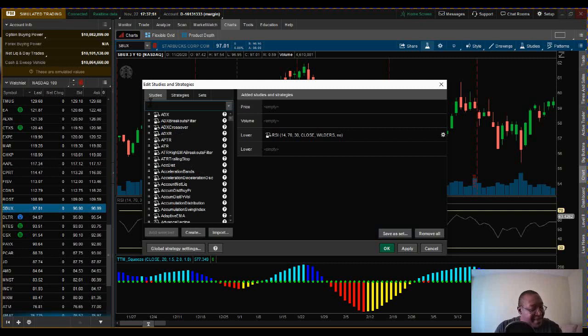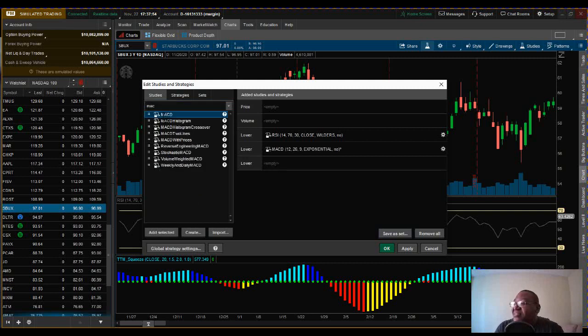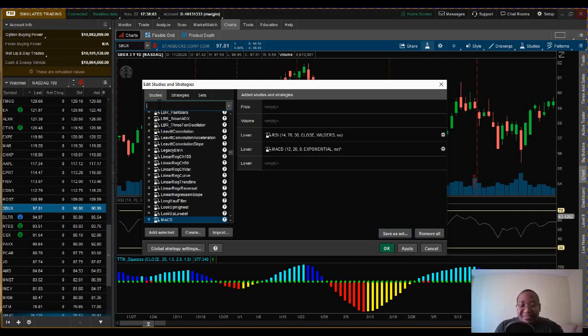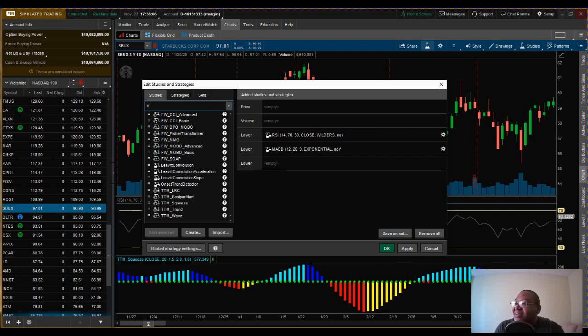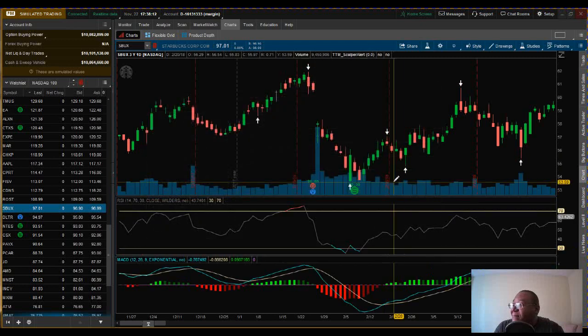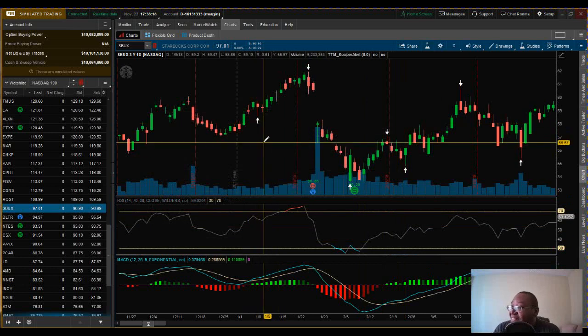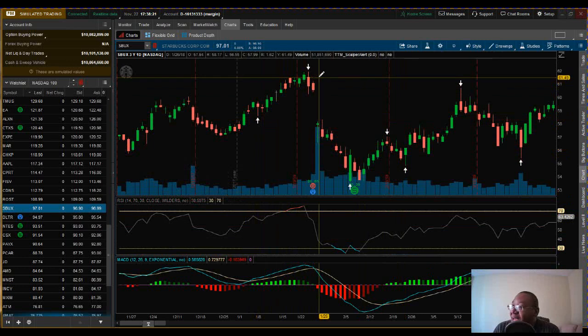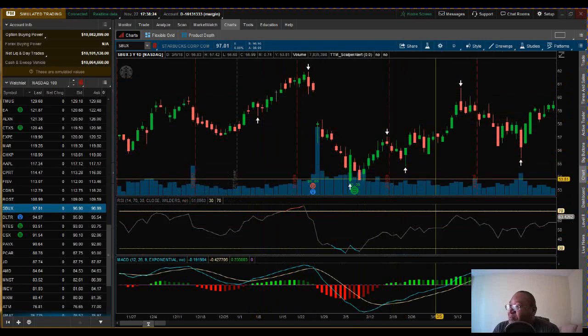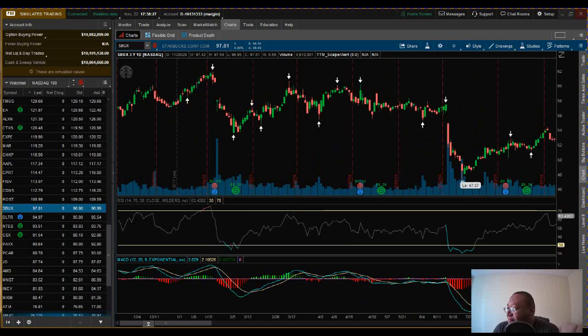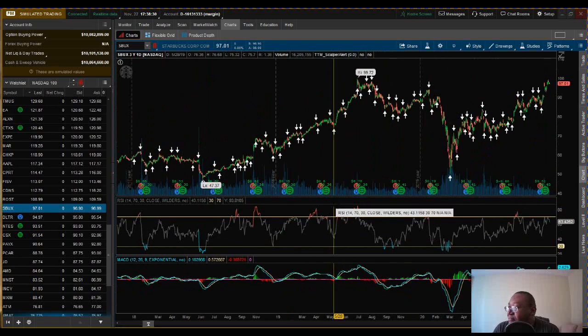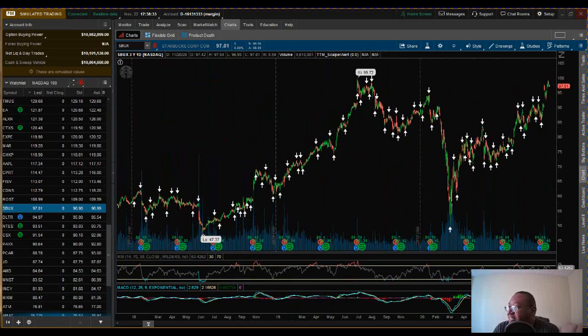Oh, let me get my MACD back in there. And let me get, oh, the TTM Scalper Alert as well. Okay, folks, this is the Scalper Alert. These little arrows that you see right here. Now, what is the purpose of the Scalper Alert? Let me minimize this again, just to give you an idea.